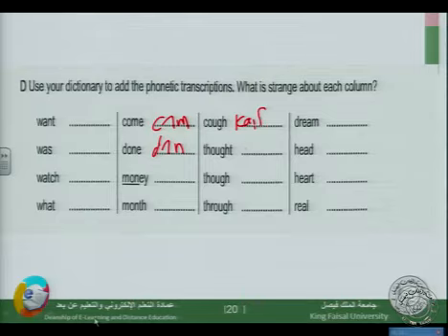Cough. Throat. Of course, the th we talked about is written this way. Throat. Head, dream, heart, real, throw, money, month, want, was, watch, what. So try to go back to your dictionary and try to add phonetic transcription as I did right here, or as I'm doing right here.